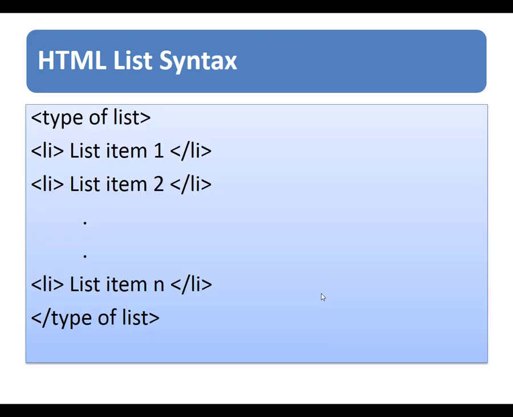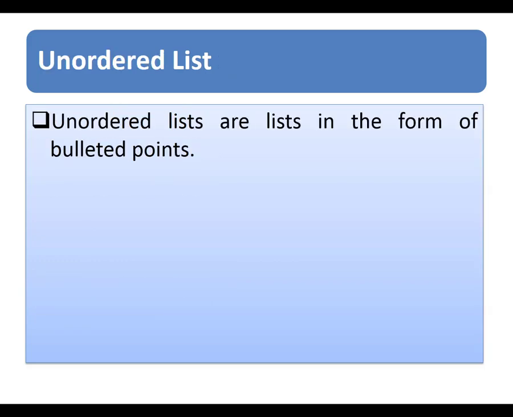This diagram shows the syntax of HTML. Here you can define the type of list tag, and li tag is used to list out the different items under the list. Let us start one by one. Unordered lists are lists in the form of bulleted points rather than characters that indicate the order. There is no sequential order available in an unordered list.